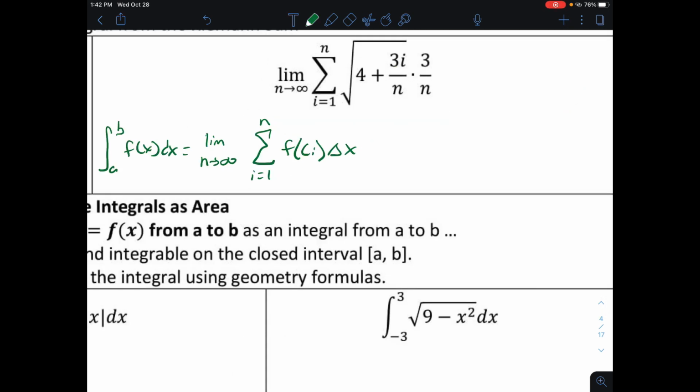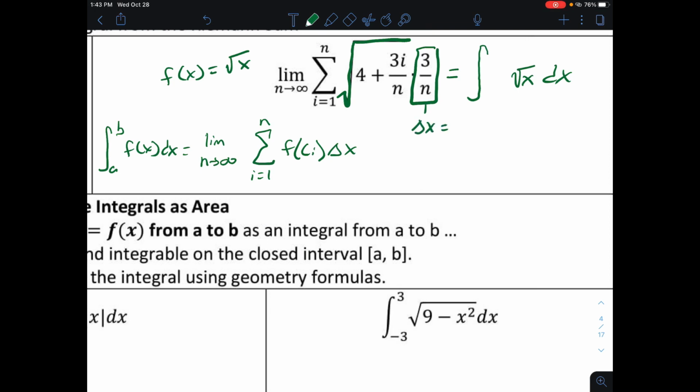Okay, one more here. We want to write what this limit represents in terms of a definite integral. And so we'd start by trying to figure out what f of x is. Well, f is going to be the square root function. So my f of x is going to be the square root of x, and then we always have dx on the end. Now we need to figure out what our bounds are. Well, we look here, we have 3 over n. 3 over n is my change in x.